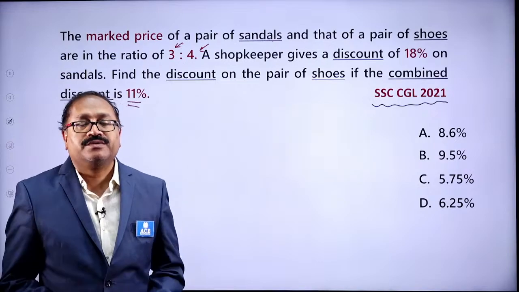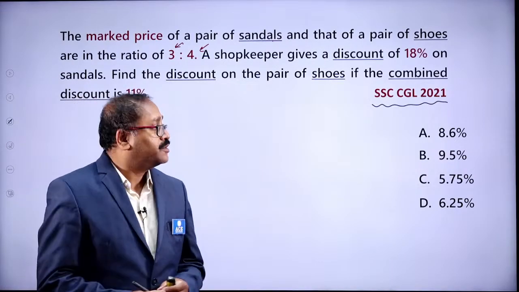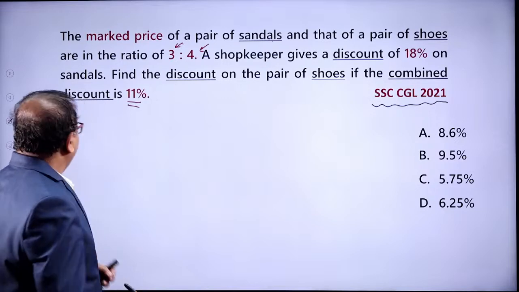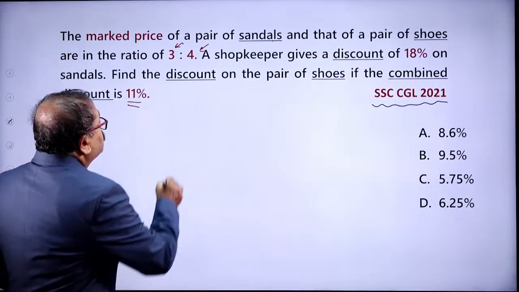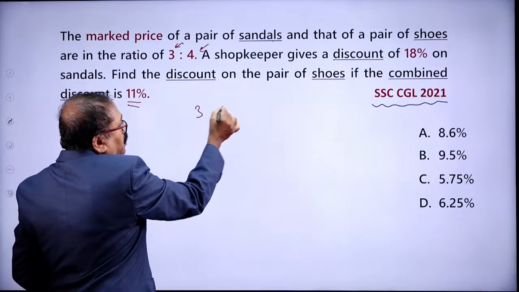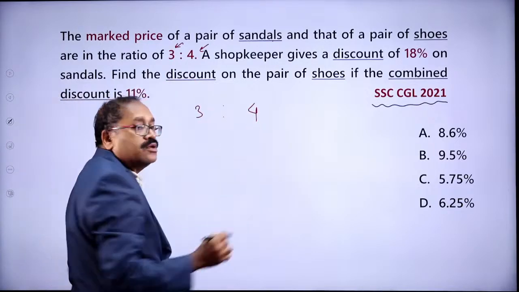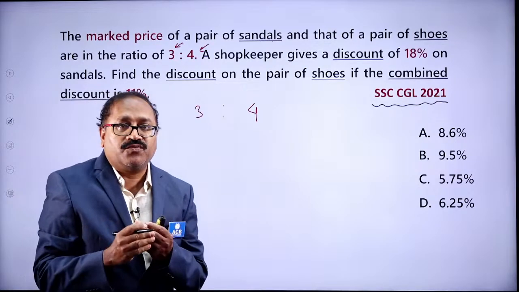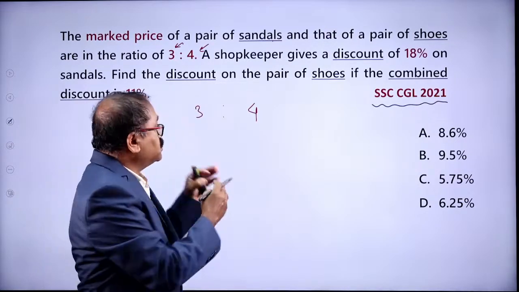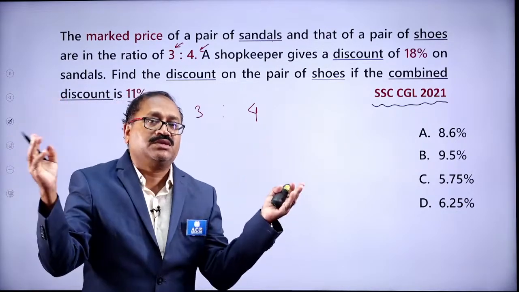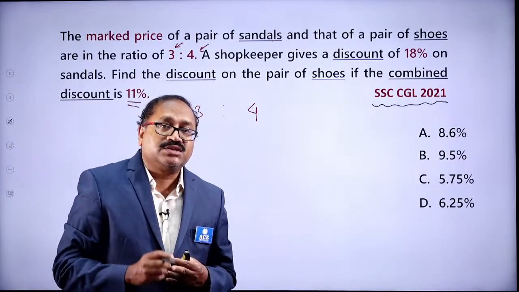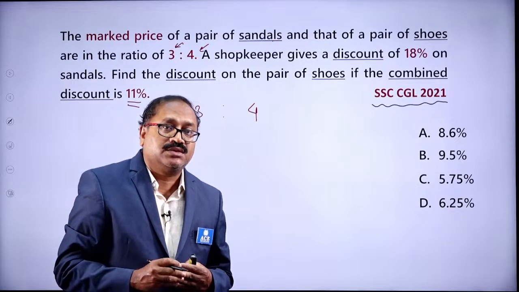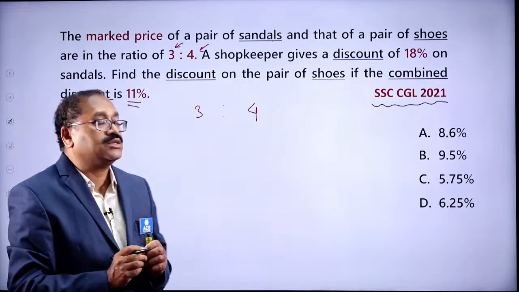Best method, shortest method. Now I will answer it. Look at this one. What is happening? This ratio 3 and this ratio 4. Please listen carefully, because we can use this method in multiple areas: simple interest, compound interest, profit and loss, time and work, and many other areas. So please listen carefully.